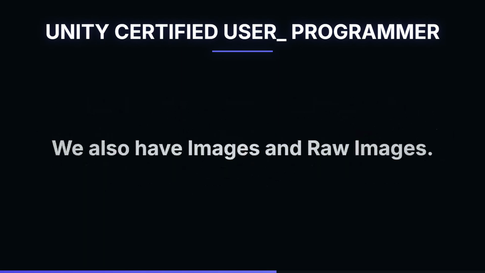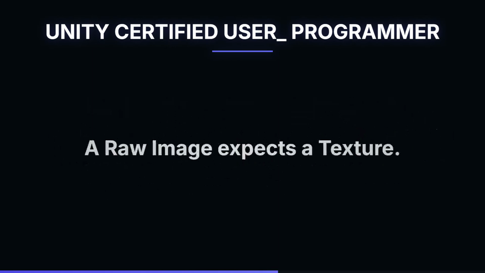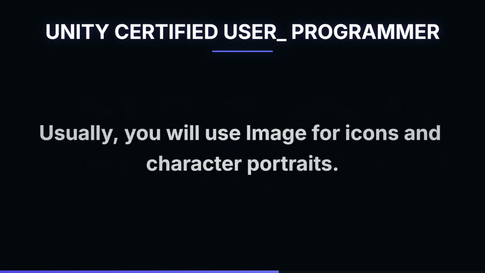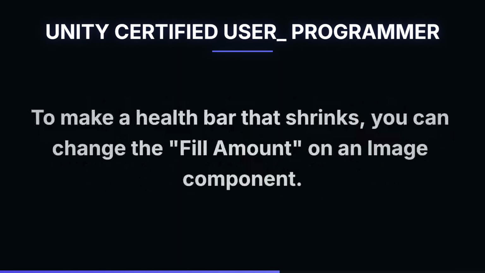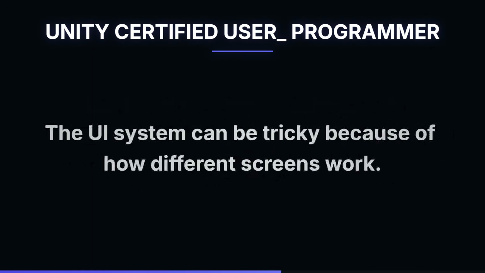We also have images and raw images. An image component expects a sprite, which is a 2D graphic. A raw image expects a texture. Usually, you will use image for icons and character portraits. To make a health bar that shrinks, you can change the fill amount on an image component. It is a simple slider that goes from 0 to 1. The UI system can be tricky because of how different screens work.